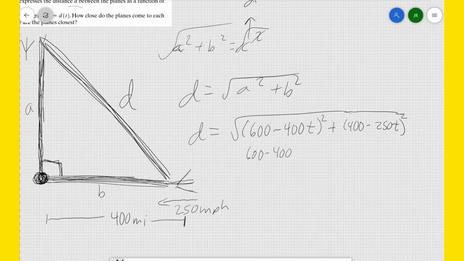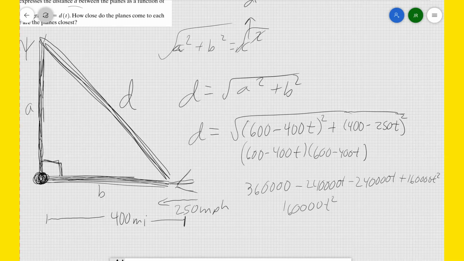600 minus 400t times 600 minus 400t. That's going to be 6 times 6 is 36, with zeros, 360,000, minus 240,000t, minus another 240,000t, plus 160,000t squared. So that's 160,000t squared minus 480,000t plus 360,000. All right, that's what I got when I foiled that out.